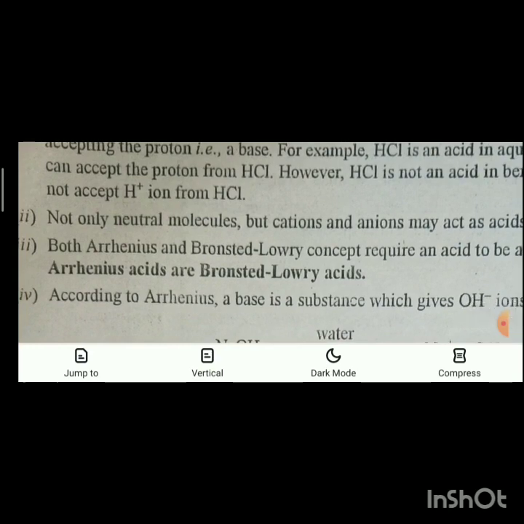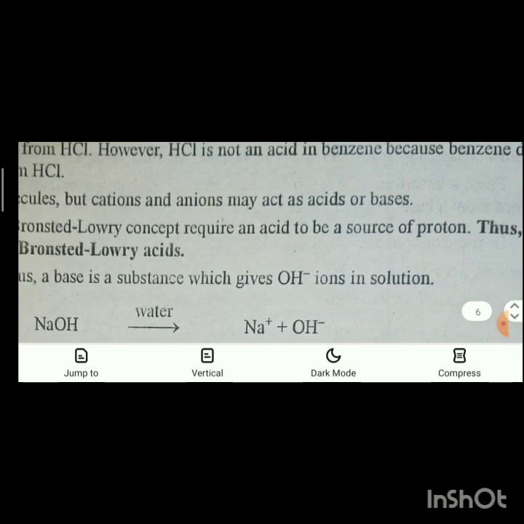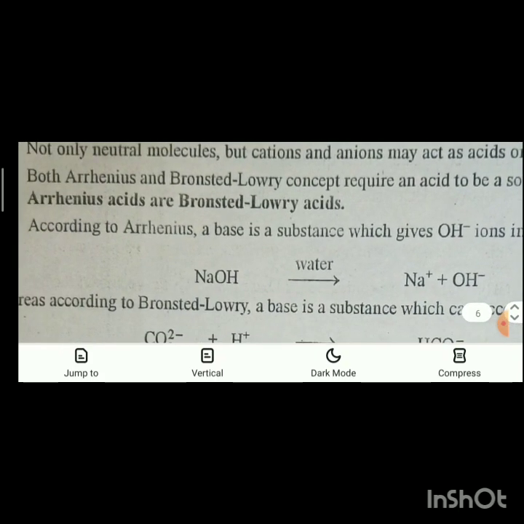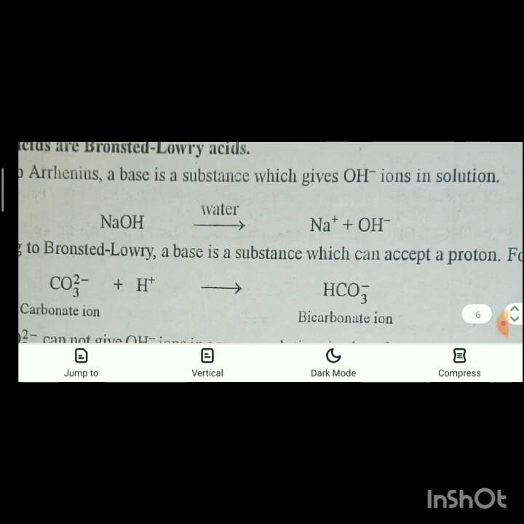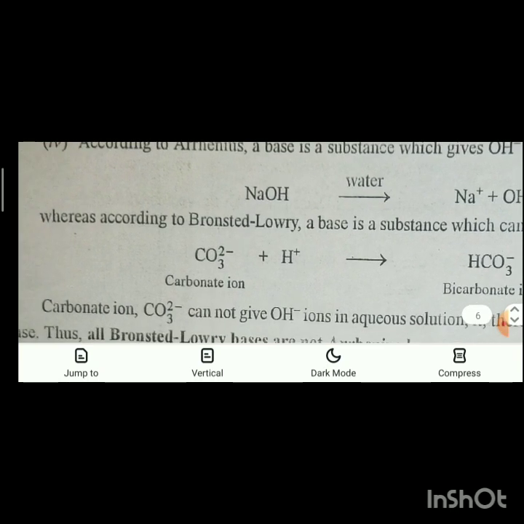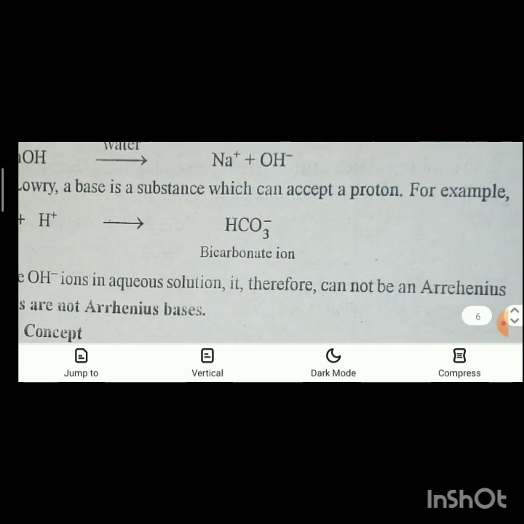Both the Arrhenius and Bronsted-Lowry concepts require an acid to be a source of protons. Thus, all Arrhenius acids are Bronsted-Lowry acids. According to Arrhenius, a base is a substance which gives OH- ions in solution. NaOH in the presence of water gives Na+ plus OH-. Whereas according to Bronsted-Lowry, a base is a substance which can accept a proton.